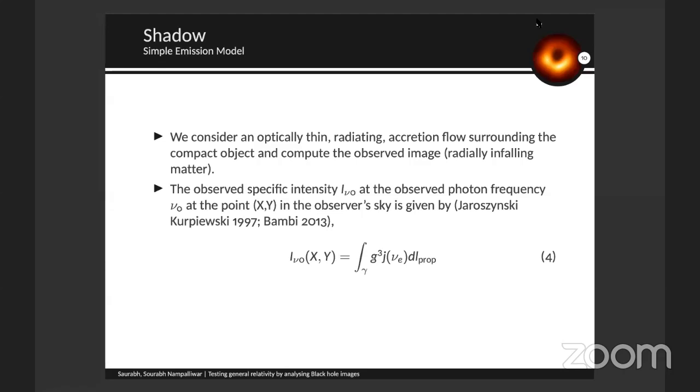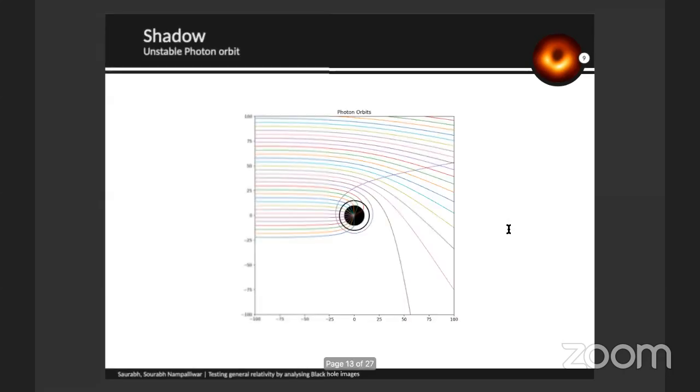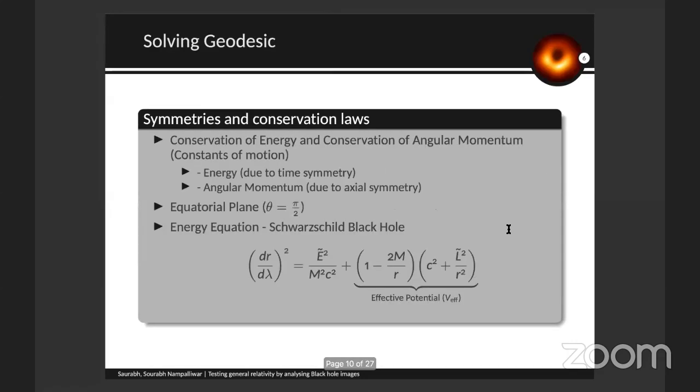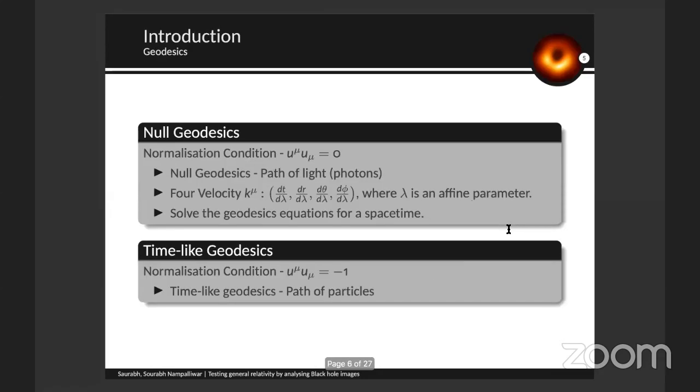Okay. The next question is from Shagnik Bhattacharya. Do rotating black holes have different shadow structures than non-rotating ones? Yeah. Sorry, I actually skipped over that part very fast there because I had a time constraint.